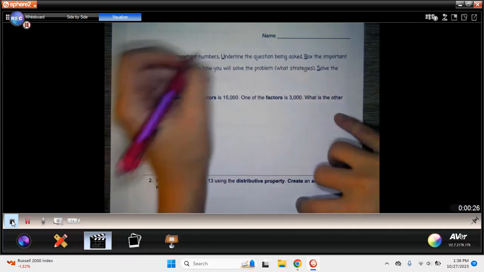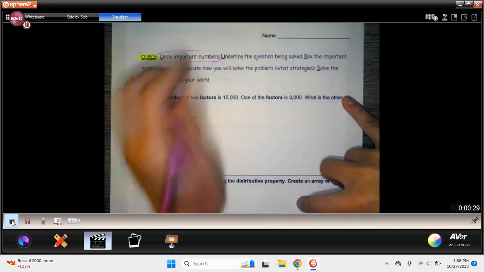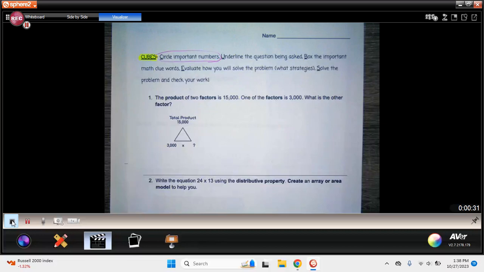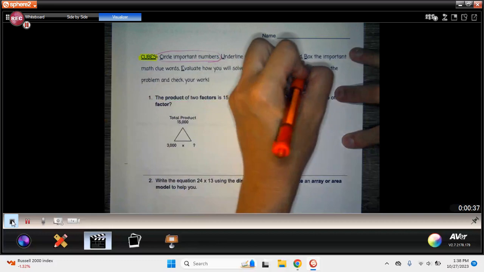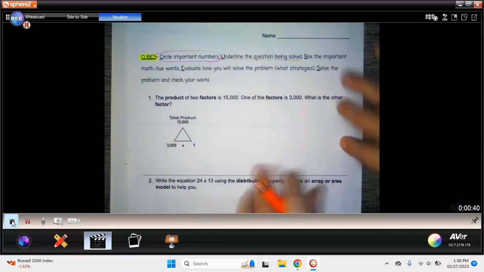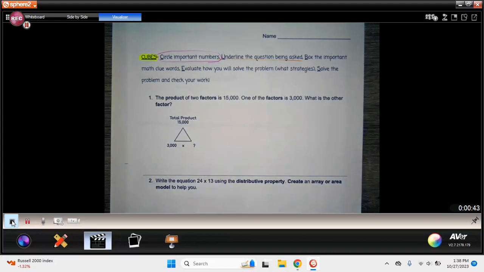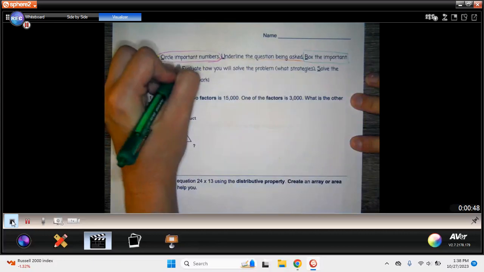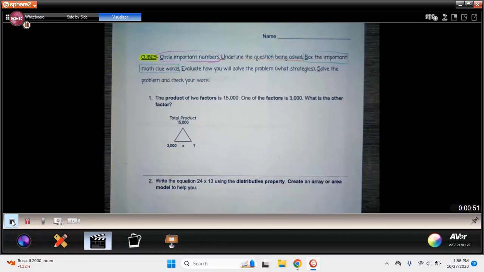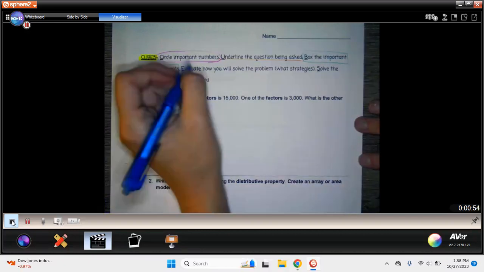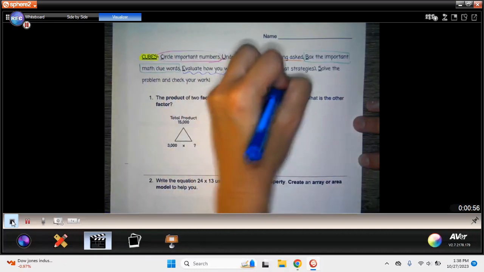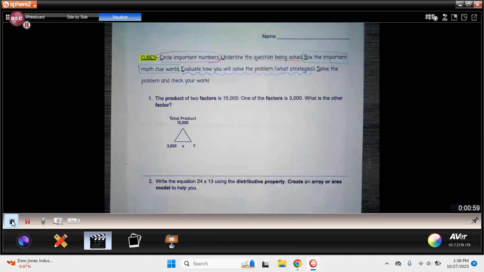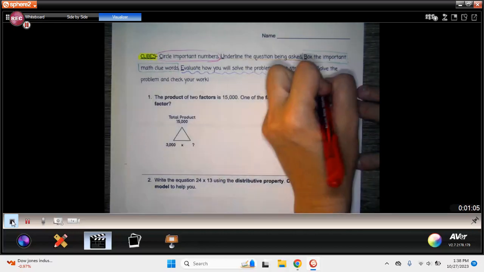The first step, it says, is to encircle important numbers. So when you're reading story problems, circle important numbers. The next step is to underline the question that is being asked. So I'm literally going to underline this part of it. It says, box the important math clue words, and then evaluate how you will solve the problem, what strategies you're going to use to solve. And then last but not least, we're going to solve the problem and check our work.